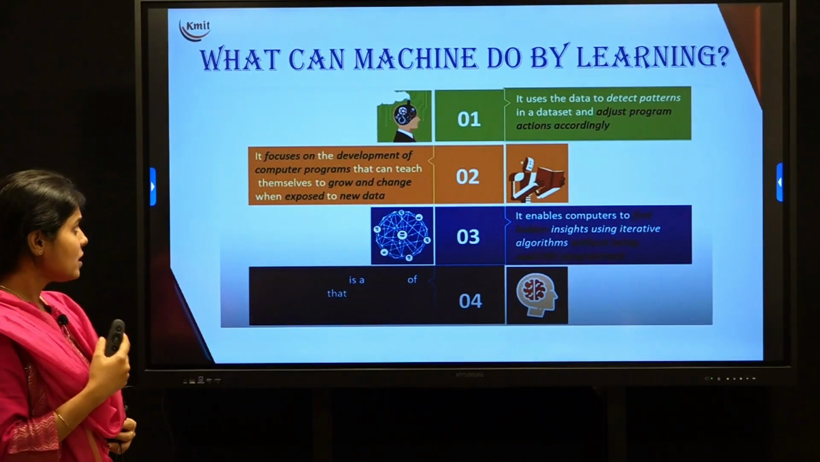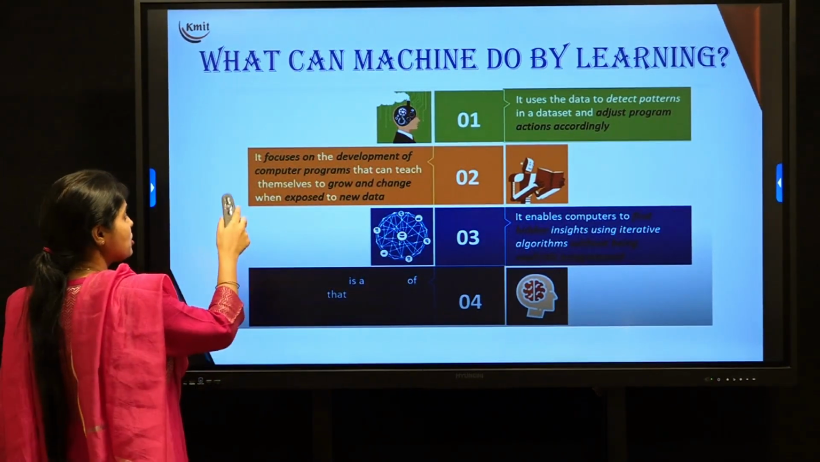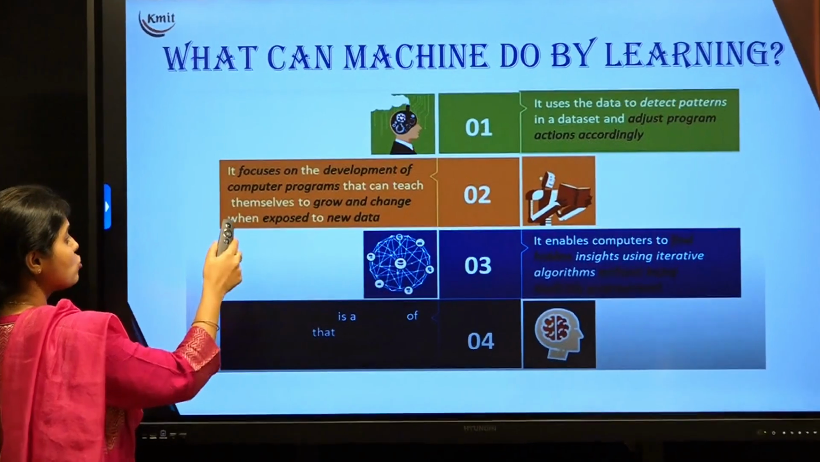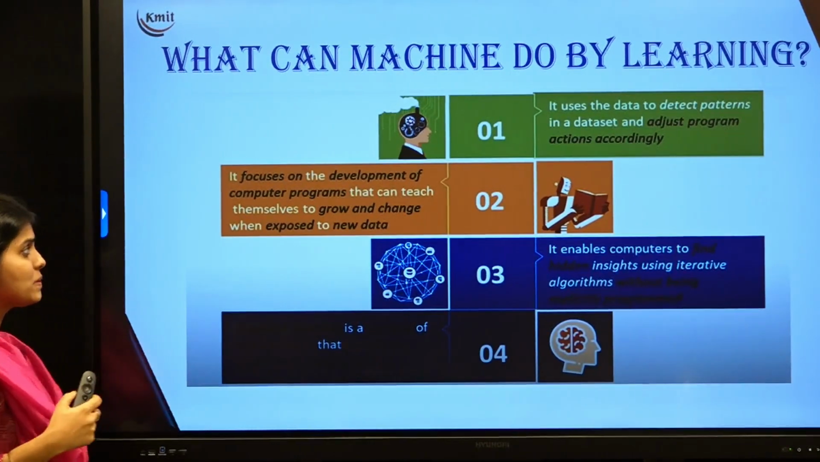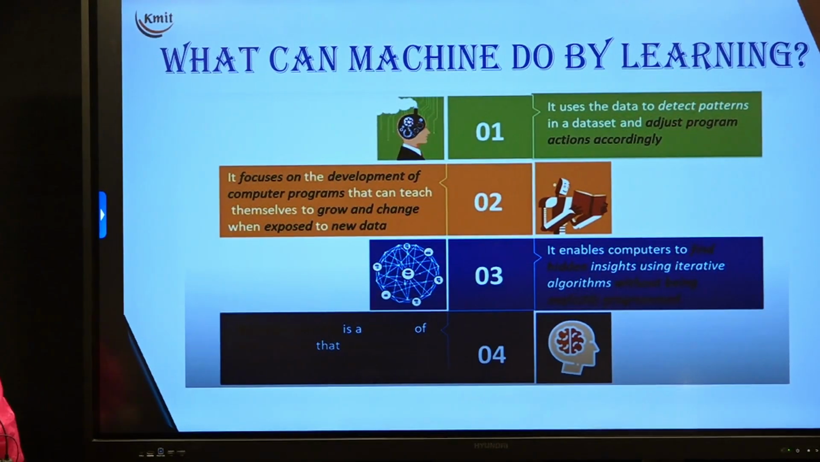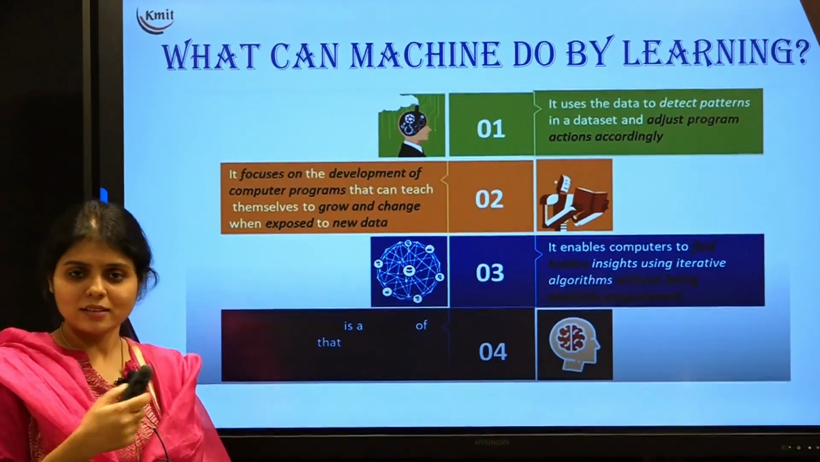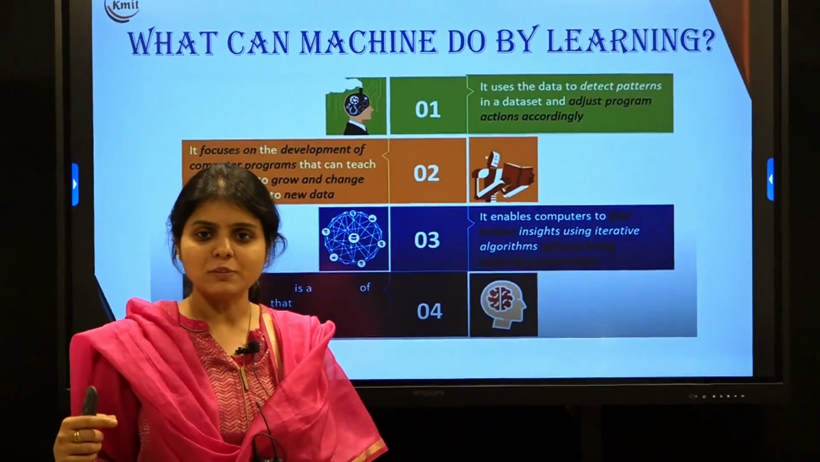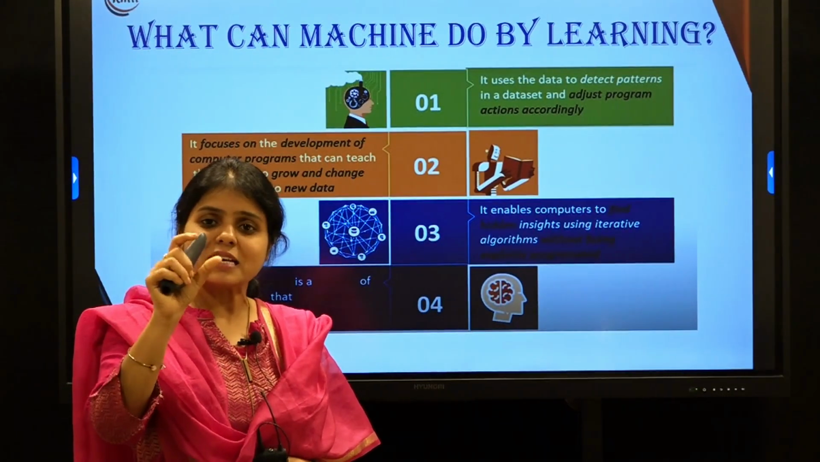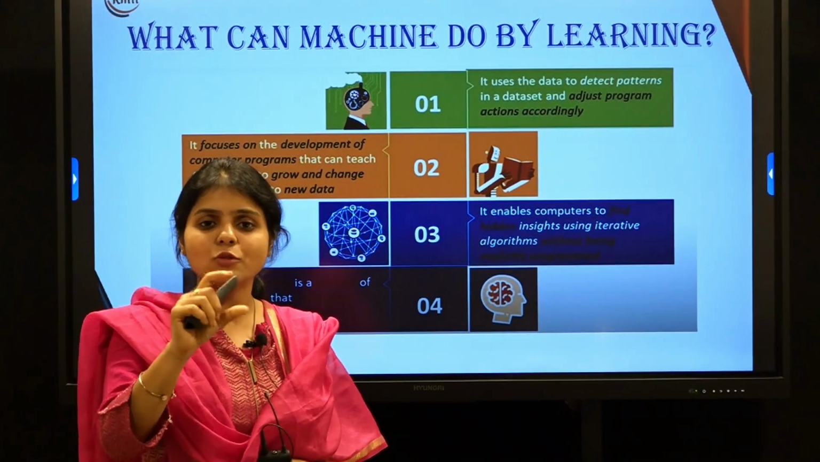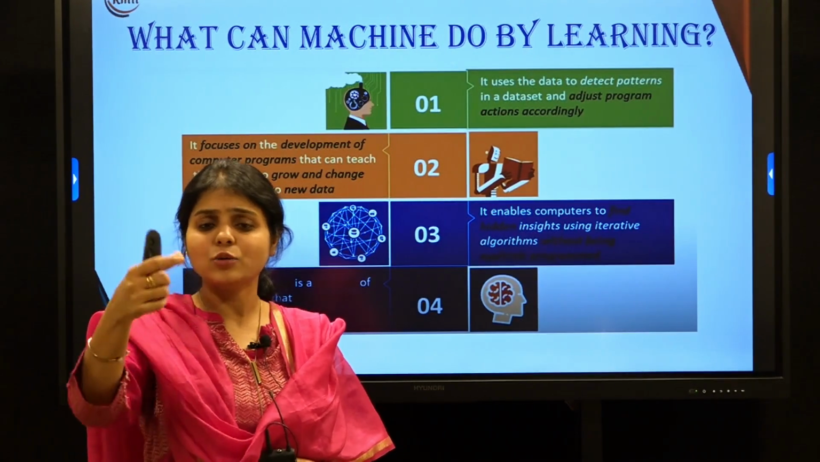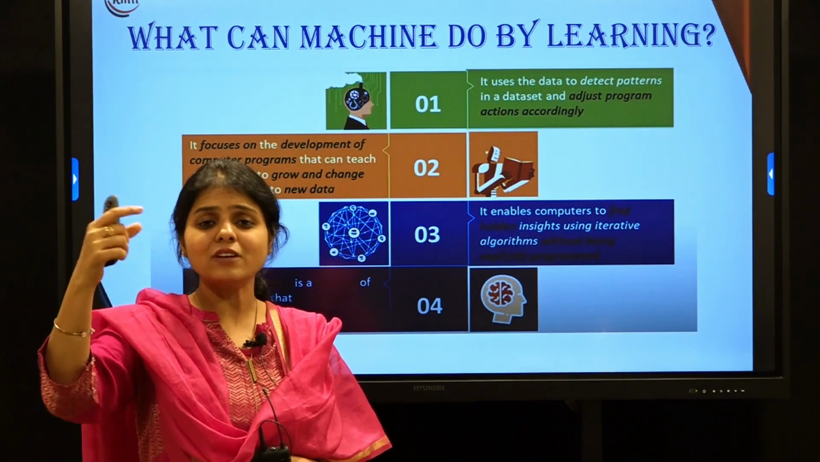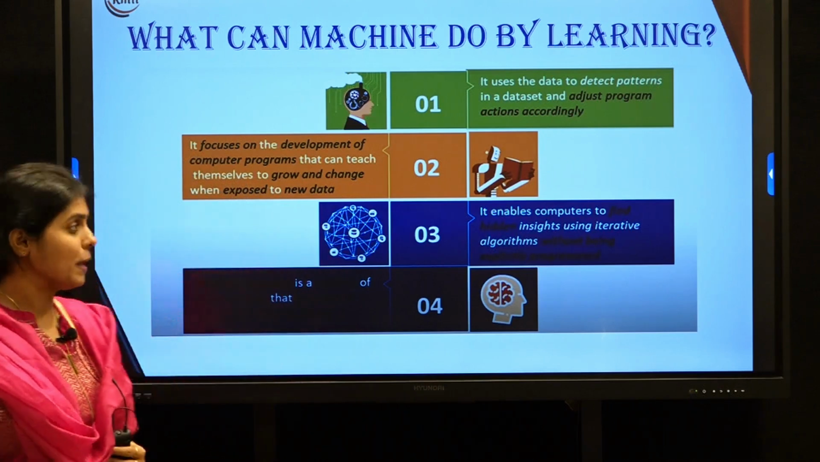Okay. Second thing, as you can see, machine learning algorithms focus on the development of computer programs that can teach themselves to grow and change when exposed to new data. The same thing: even if the person is looking different in all the different images, the machine will understand the pattern of how this person actually looks and try to identify the person even if he is appearing in a different way. Okay.